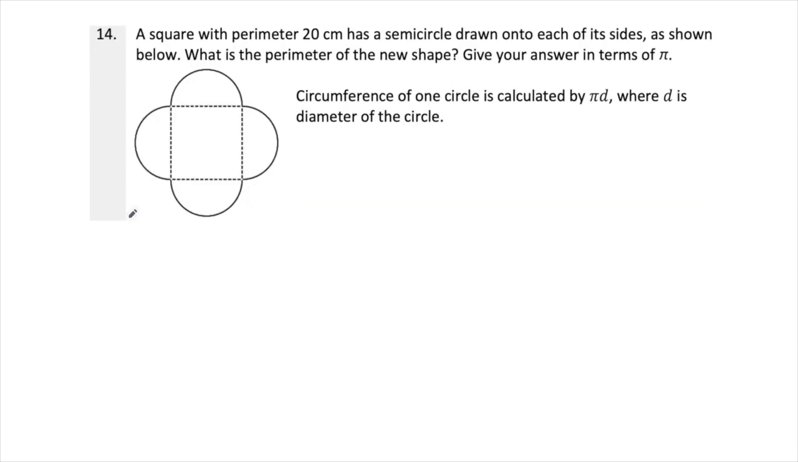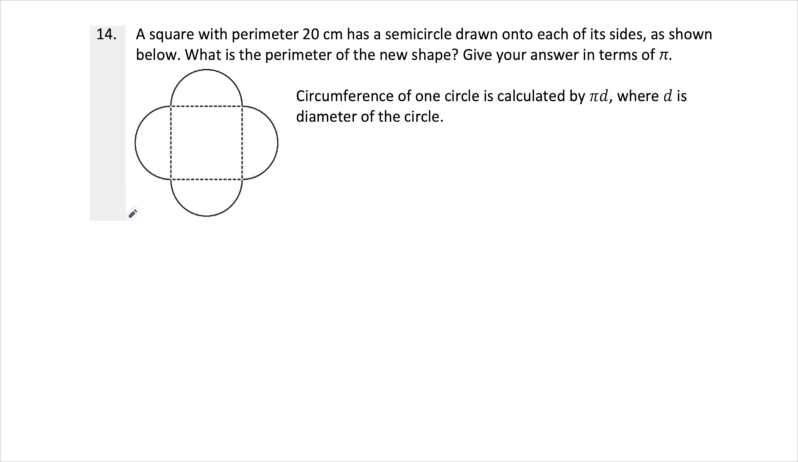For this problem, we have to figure out the perimeter of the new shape. We know that a square with a perimeter of 20 centimeters has a semicircle drawn onto each of its sides as shown below. We also know that the circumference of one circle is calculated by pi d, where d is the diameter of the circle.